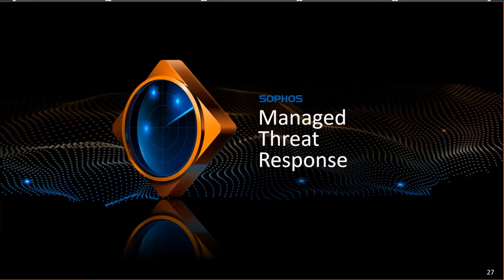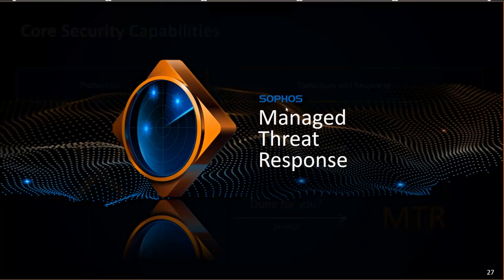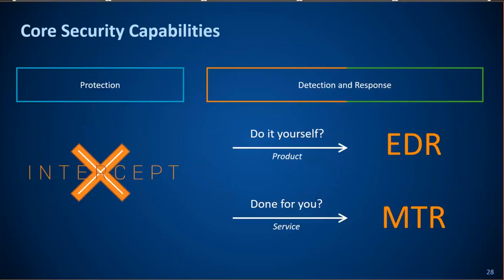Now, the most important part: you have the EDR, but you really don't know what to do, and most of the time that's an issue, right? That's where Sophos also provides a service called managed threat response, that's MTR. This is over and above EDR. For example, you have Intercept X with EDR, but you really don't want to manage your network by yourself, because you really don't have that skill set, then you can go with the MTR services.